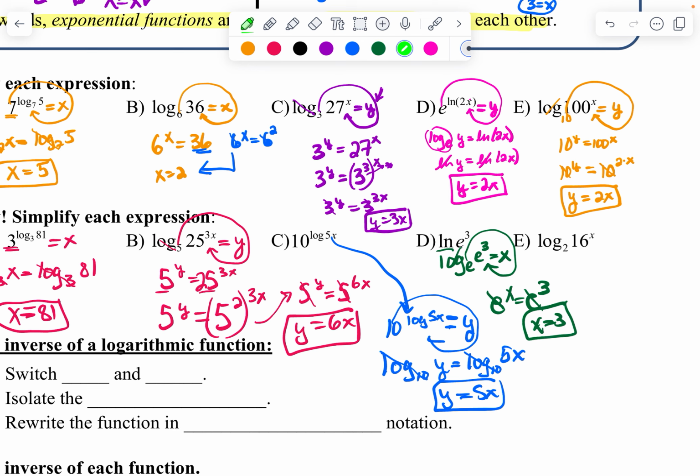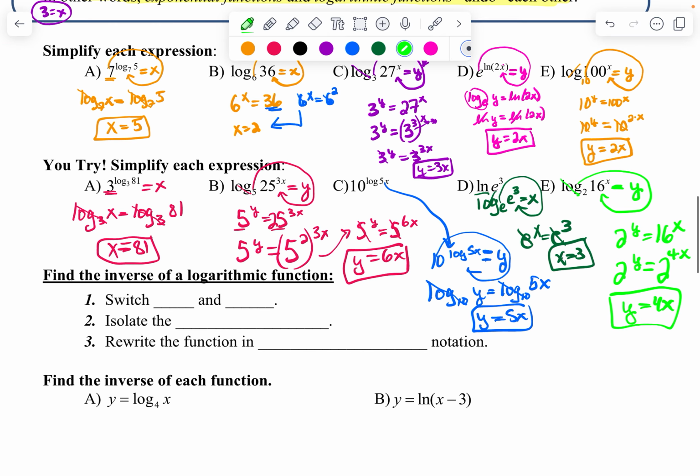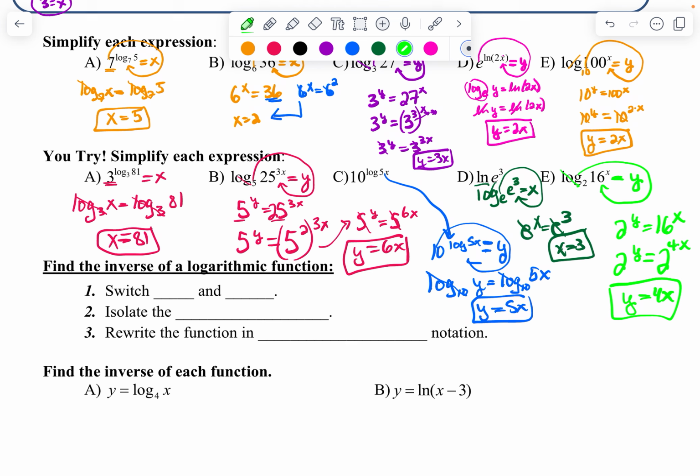And our last one. Since there's already an x in there, I'm going to set it equal to y. It starts with a log, so I want to turn it into an exponential, so I'm going to wrap this around. 2 to the y equals 16 to the x. I need to turn that 16 into a 2 raised to a power, so that's 2 to the 4th times x. So then I get y equals 4x because the 2's cancel out. Okay? So rewrite those. Make sure that you followed along. Make sure that you write them because you're not going to remember them until you write them.